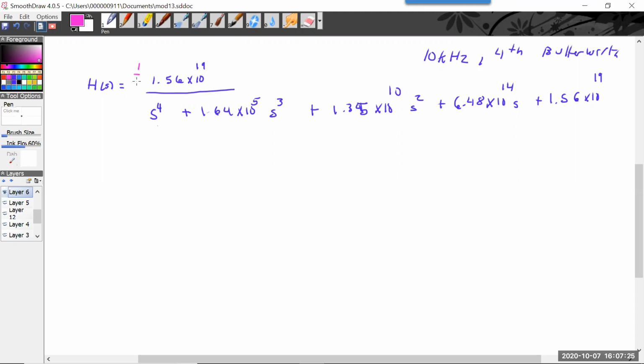S4 is the highest order. So I divide that by 1 over S4, 1 over S to the 4th, right? So this becomes A1 divided by 1 over S. This becomes A2, 1 over S squared. This is A3, S cubed. And this is A4, S to the 4th.